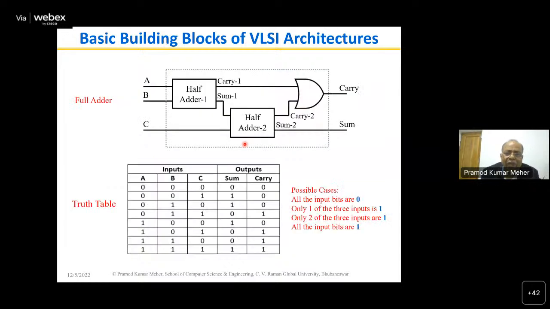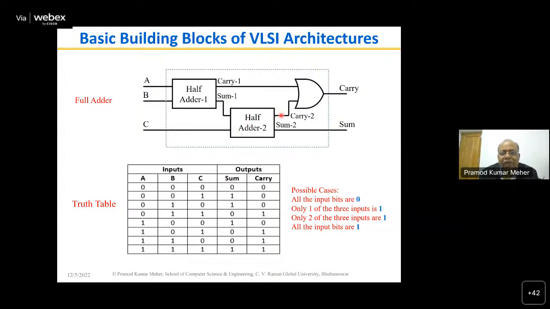And then you see we can use half adders to have a full adder. A 1 bit full adder means what? It can add 3 bits. A is a bit, B is a bit, C is a bit. So A can be 1 or 0, B can be 1 or 0, C can be 1 or 0. And how much will be the result? All possible cases: all inputs are 0. All are 0 means here you see the carry is 0 and sum is 0.